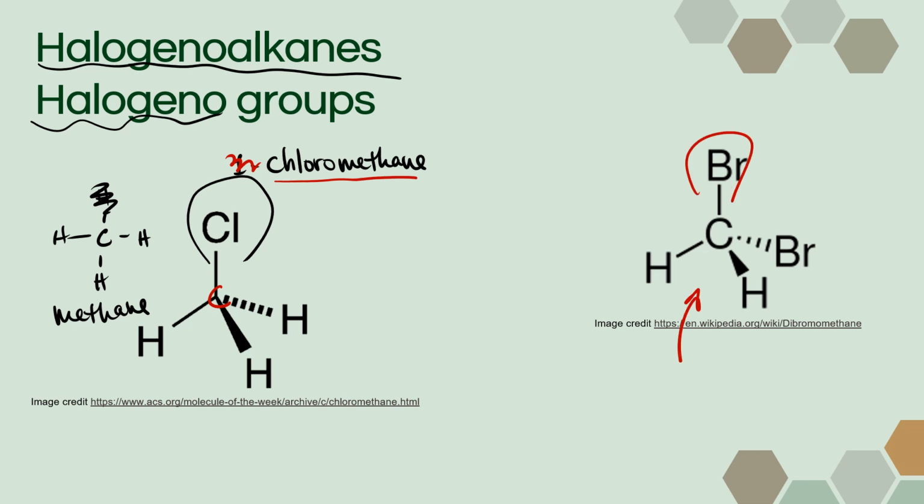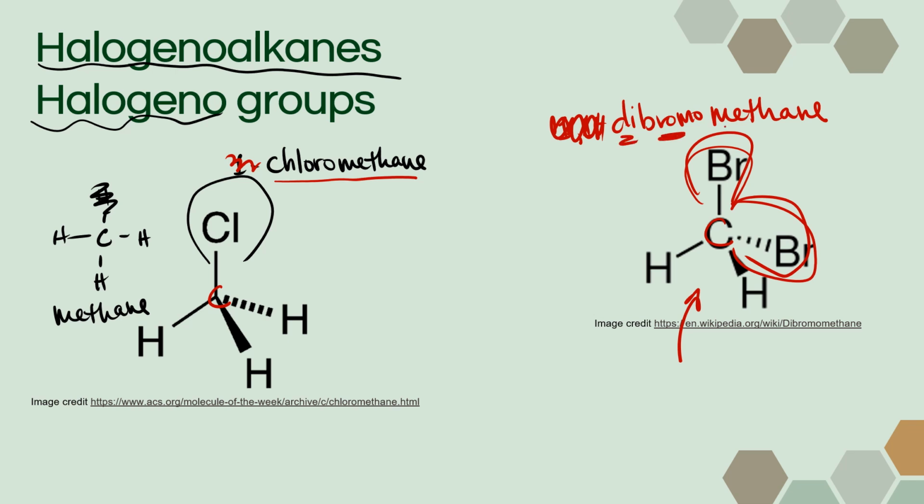I've got 1, 2 bromines, only 1 carbon. That means that it is meth again. And I've got 1, 2 bromines. I'm going to call it dibromomethane. Do I have to say carbon number 1? Again, I don't, because there's only 1 carbon, so of course it's going to be on carbon number 1. Dibromomethane. 2 bromines on a 1 carbon molecule.